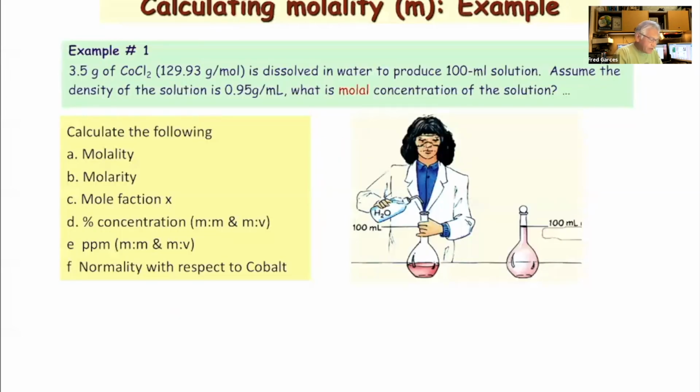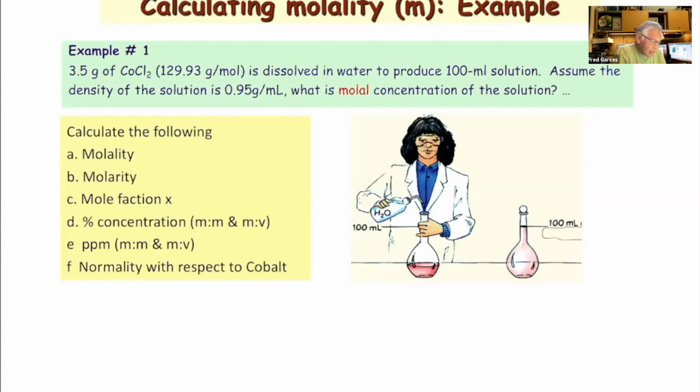Okay, here's a typical example. We have 3.5 grams of cobalt chloride. Remember, this is cobalt chloride, there's no water involved. This is the anhydrous form. Later in lab, you are going to be working with cobalt chloride dihydrate. That means there's two waters, and that would have a different molar mass than cobalt chloride. This is the anhydrous form, and it has a molar mass of 129.93 grams per mole.